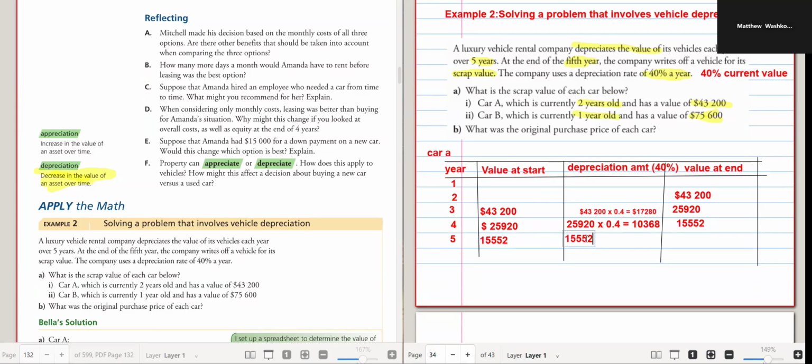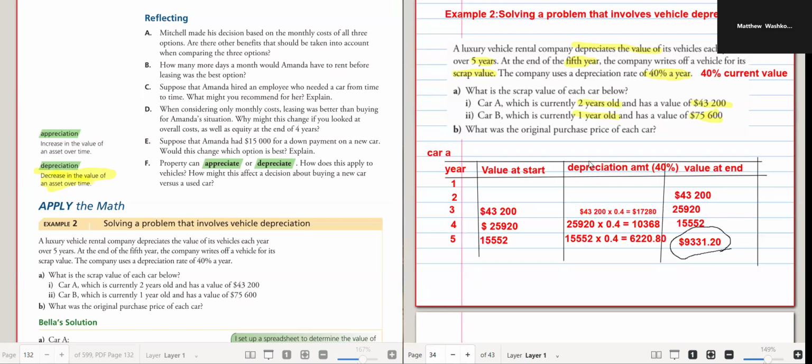We roll 40% there. This will be $6,220.80. So it means our scrap value at the end is $9,331.20. Okay. So I'm going to circle that because that's the final part of it. Oh, that's the final part for this section.